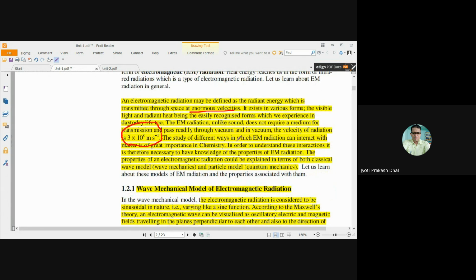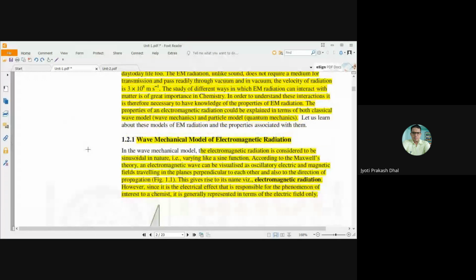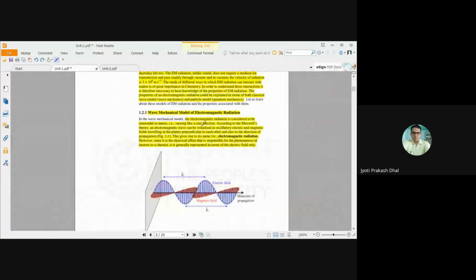The study of different ways in which electromagnetic radiation can interact with matter is of great importance in chemistry and also for this paper. In order to understand the interaction, it is necessary to have knowledge of the properties of electromagnetic radiation. So first we should know the different properties of electromagnetic radiation. Before that, we should know the wave mechanical model of electromagnetic radiation.